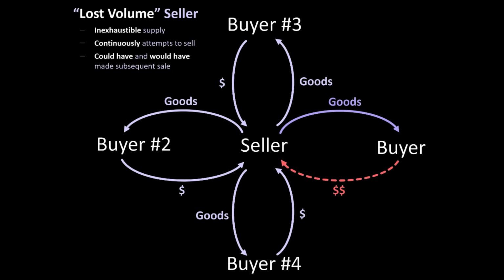The classic example of a lost volume seller is a new car dealership, which has a theoretically inexhaustible supply of new cars that it can order from the manufacturer and continuously engages in trying to make sales of those new cars. So imagine a new car dealership contracts to sell a new Honda Civic to a buyer. The moment the ink on the party's contract has dried, the buyer repudiates the contract and refuses to pay or take the car. A moment later, another buyer comes into the dealership and contracts to buy that very same car for the very same price.